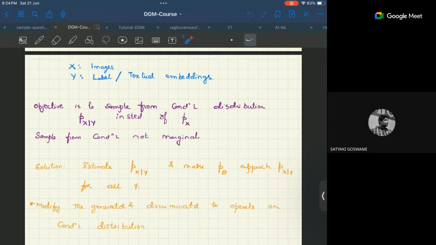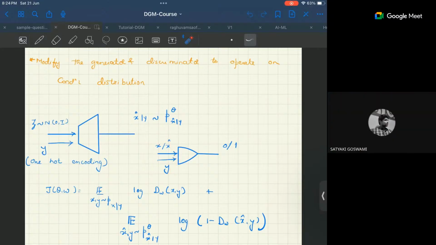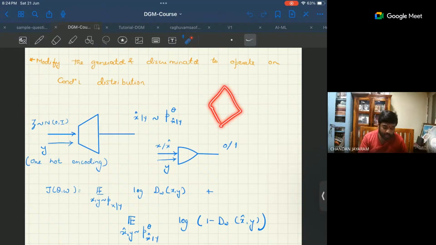So, sir, now we have considered all y. How do we ensure that P of x given y is actually learned properly? See, that is taken care of in each of the cases, right? Given y, it has to do it. For example, let's take a case. I will be giving some z, and then I'll be giving 3 here. Then it has to generate an image of 3, right?